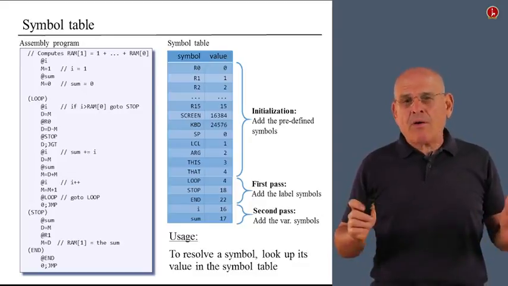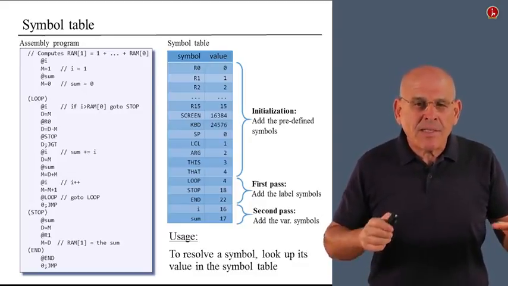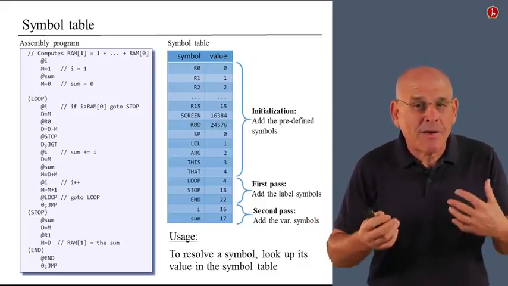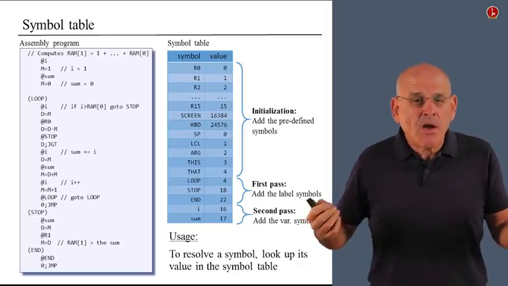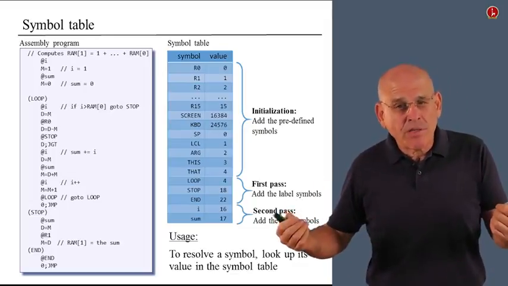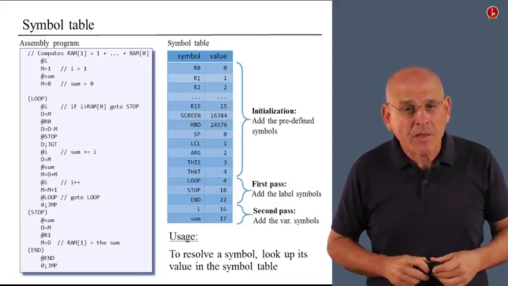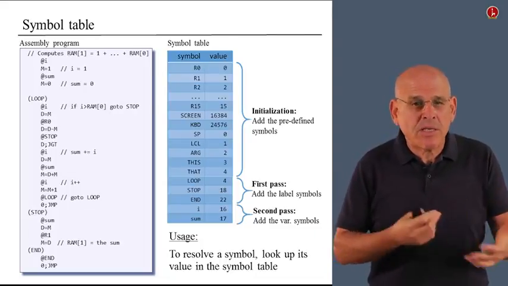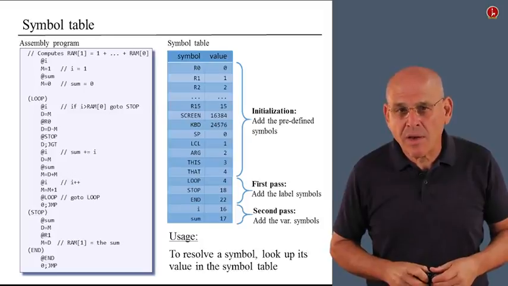Now, before we go on, I'd like to emphasize that the symbol table is an auxiliary data structure that the assembler needs in order to carry out the translation process. Once we finish the translation process, we can throw away this symbol table. We don't need it anymore. So we maintain it as long as the assembler is processing the program, and then we can toss it away.